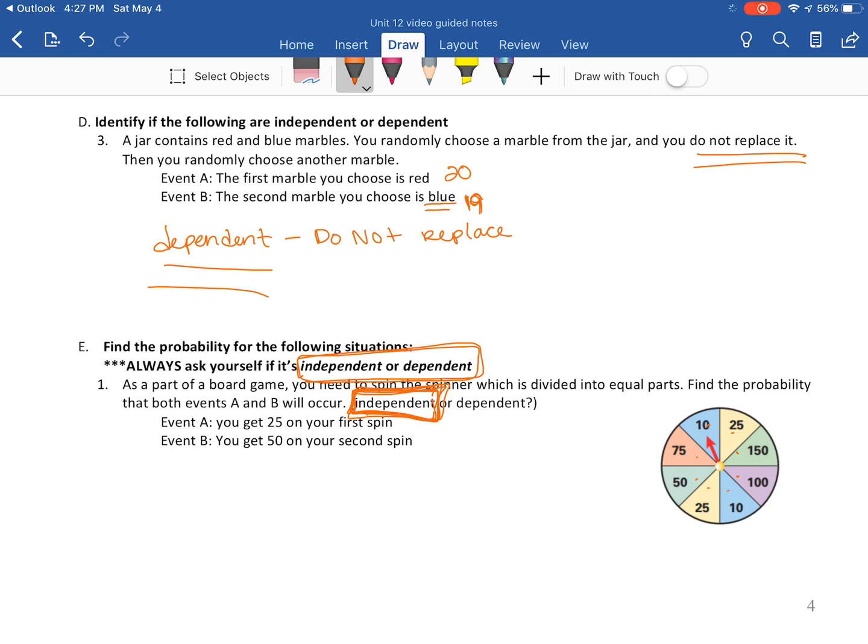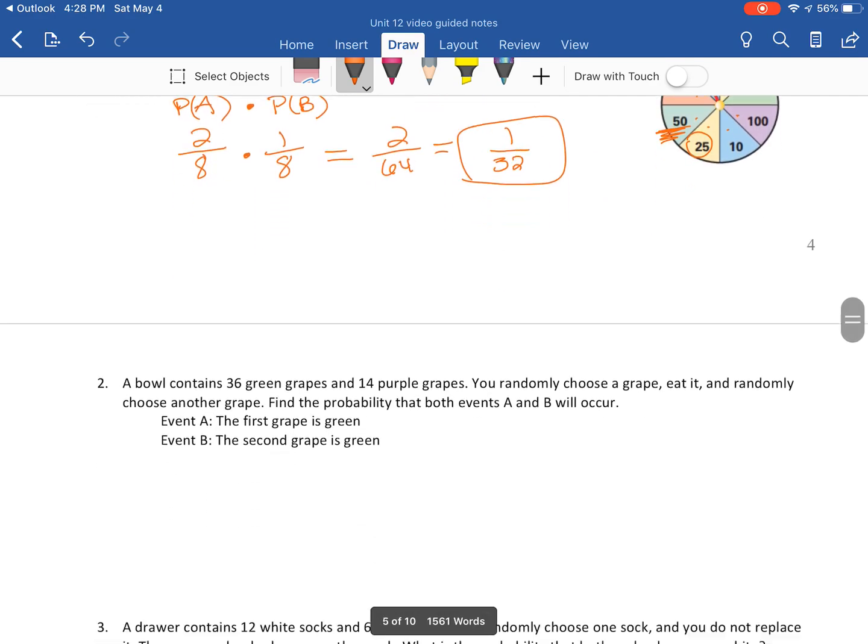We want to find the probability that you get 25 on your first spin. There are two 25s on this spinner and 8 total sections, so the probability of event A would be 2 over 8. And again, when we're talking about independent and dependent events, we're multiplying. We multiply it by the probability of event B. The probability that you get 50: there's only one 50, so that's 1 out of 8. We multiply this together and get 2 over 64, which simplifies to a probability of 1 out of 32. Let's look at a couple more examples.